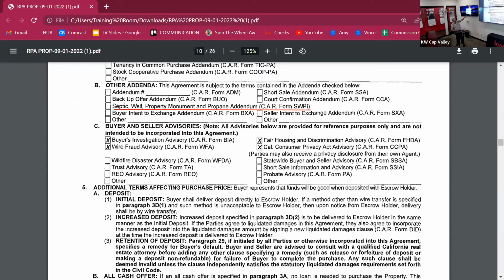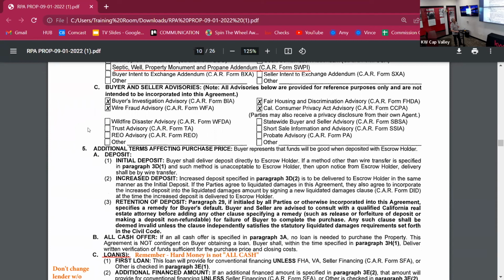Actually, sorry, this form is for the buyer on the left. The seller intent to exchange is on the right. That's form SXA. BXA was for the buyer. Either one, whatever side of the transaction you're on, if there's a 1031 exchange involved, you want to use it. These are all checked by default and included with the contract.